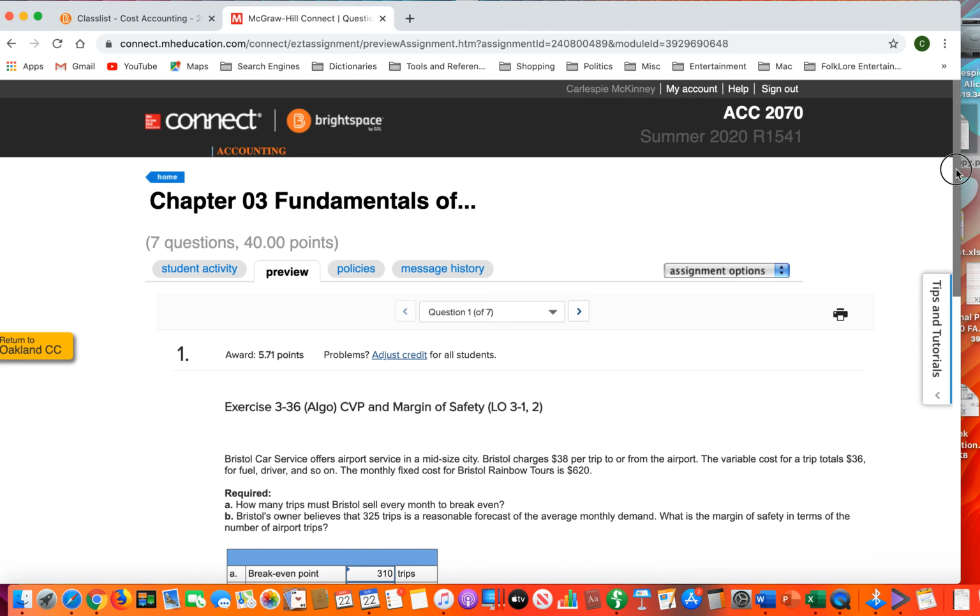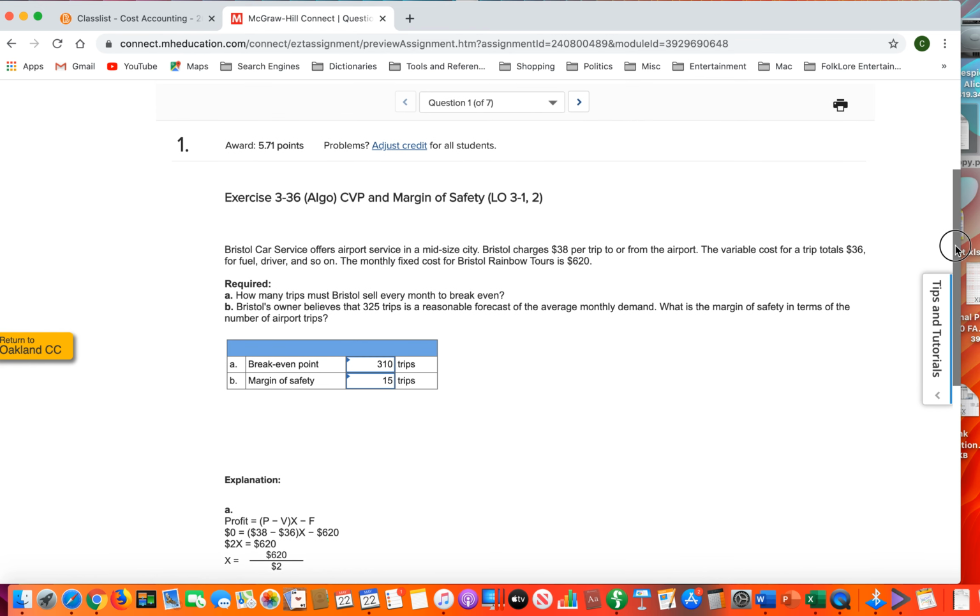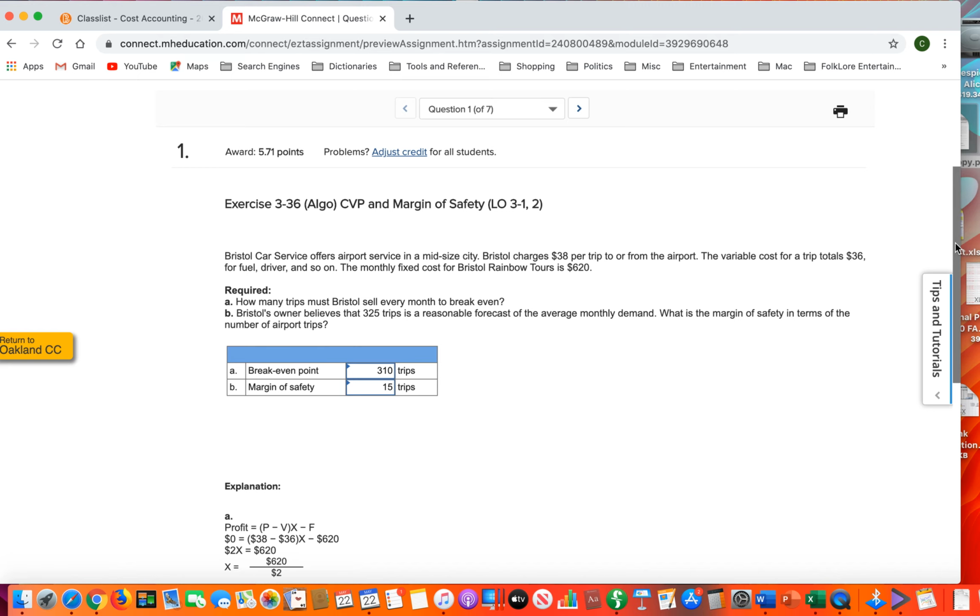And notice how they arrive at that. Let's put it this way. All of this down here, profit equals, and then starts with 0 and so forth. Fine if you want to do it this way. All you have to do, though, is take the price minus the variable cost. That leaves you $2, and it's fixed cost divided by $2, which means it's 310 trips.